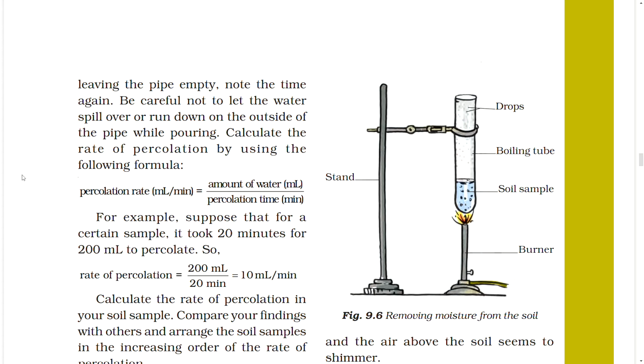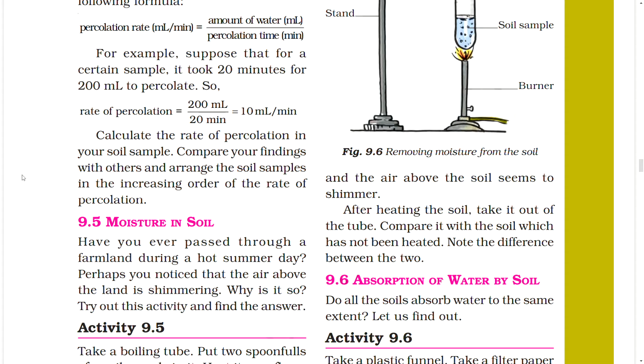For example, suppose that for a certain sample it took 20 minutes for 200 ml to percolate. So, rate of percolation equals 200 ml divided by 20 minutes, equal to 10 ml per minute. Calculate the rate of percolation in your soil sample. Compare your findings with others and arrange the soil samples in the increasing order of the rate of percolation.